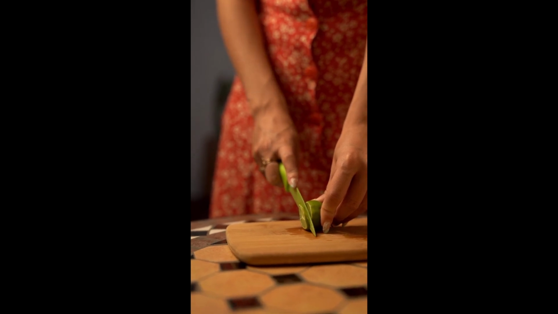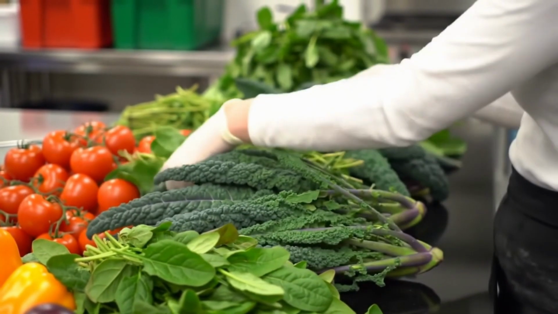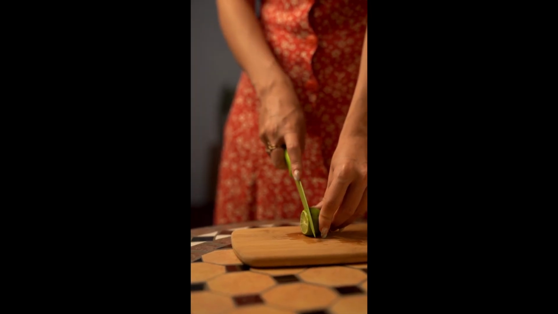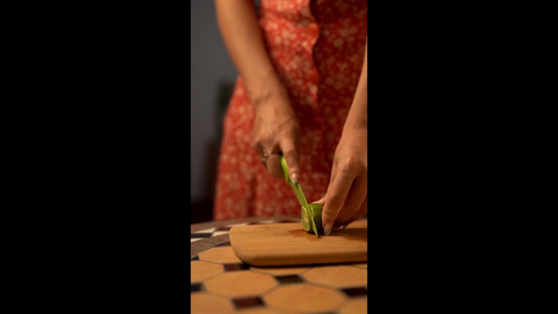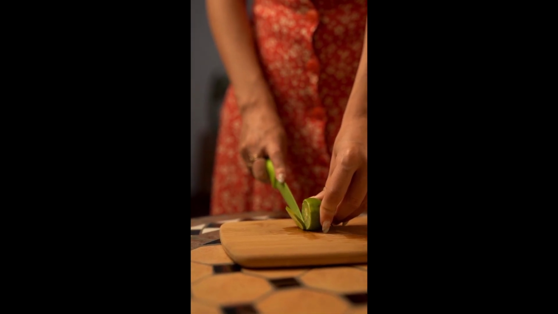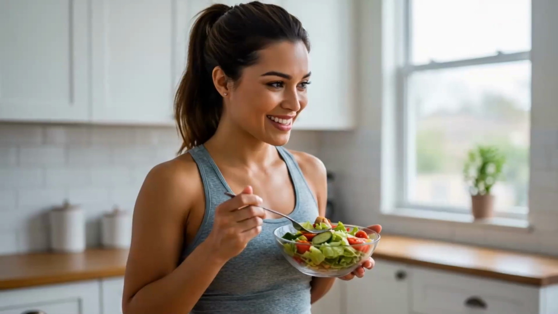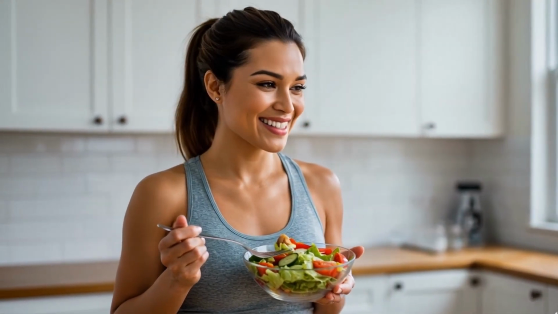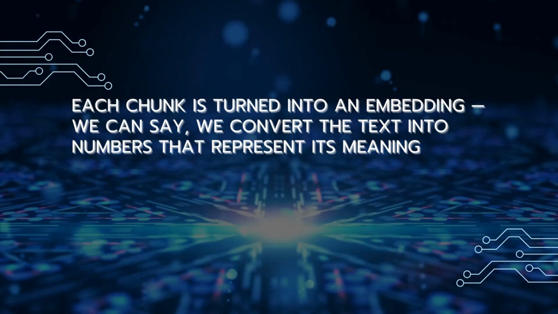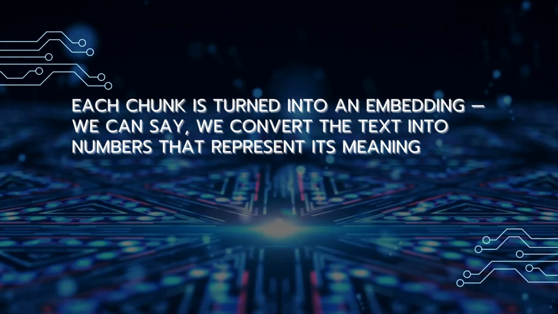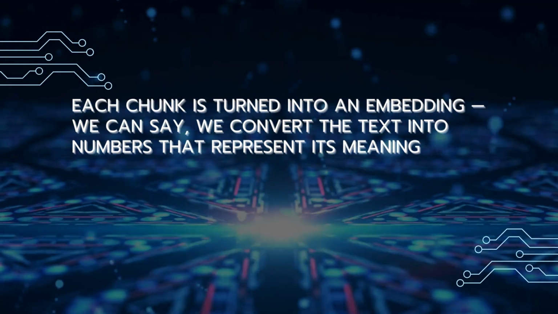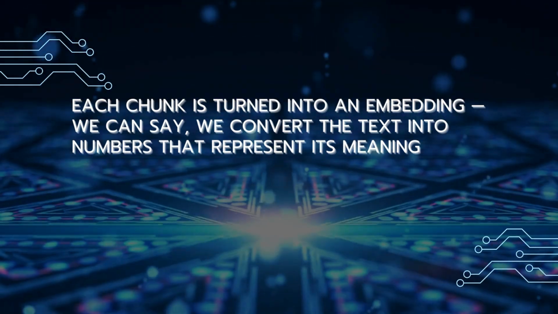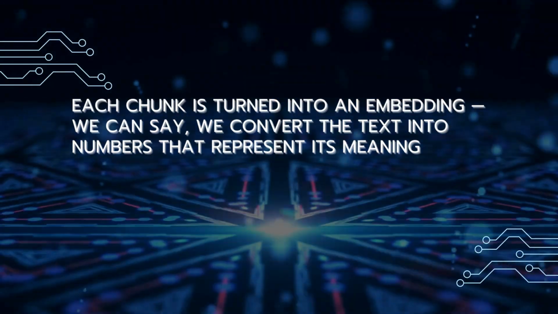Let's say you have a 50-page employee handbook. The AI breaks this into small chunks, like maybe 200 tiny pieces, each containing just a few sentences. Why? Because it's much easier to search through small pieces than one giant document. Each chunk gets converted into what's called an embedding, basically a long list of numbers that represent the meaning of that text.